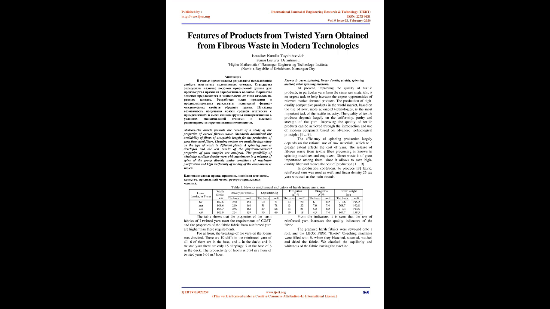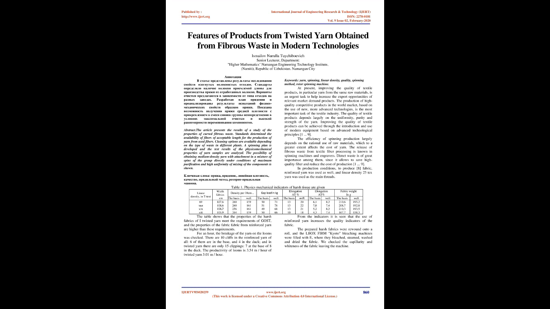A spinning plan is developed and the test results of the physico-mechanical properties of yarn samples are analyzed. The possibility of obtaining medium-density yarn with attachment in a mixture of spins of the group directly under conditions of maximum purification and high uniformity of mixing of the components is shown. Keywords: yarn, spinning, linear density, quality, spinning method, rotor spinning machine.